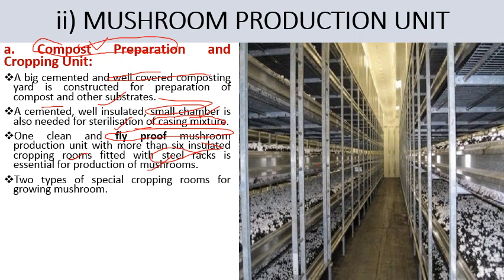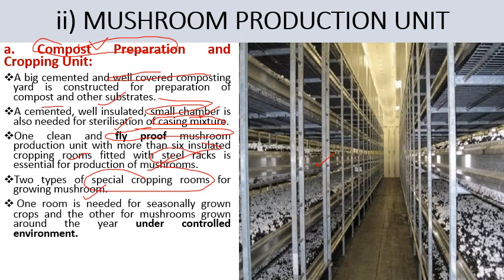So in addition to this we require these special steel racks in cropping rooms, which are very essential for mushroom cultivation. Then we require 2 types of special cropping rooms for growing mushroom. One is for the seasonally grown crop and the other for mushrooms which are grown throughout the year under controlled environment conditions. So we need 2 types of rooms for this: one for mushrooms we grow seasonally, and second for mushrooms we grow throughout the year under controlled environment conditions.